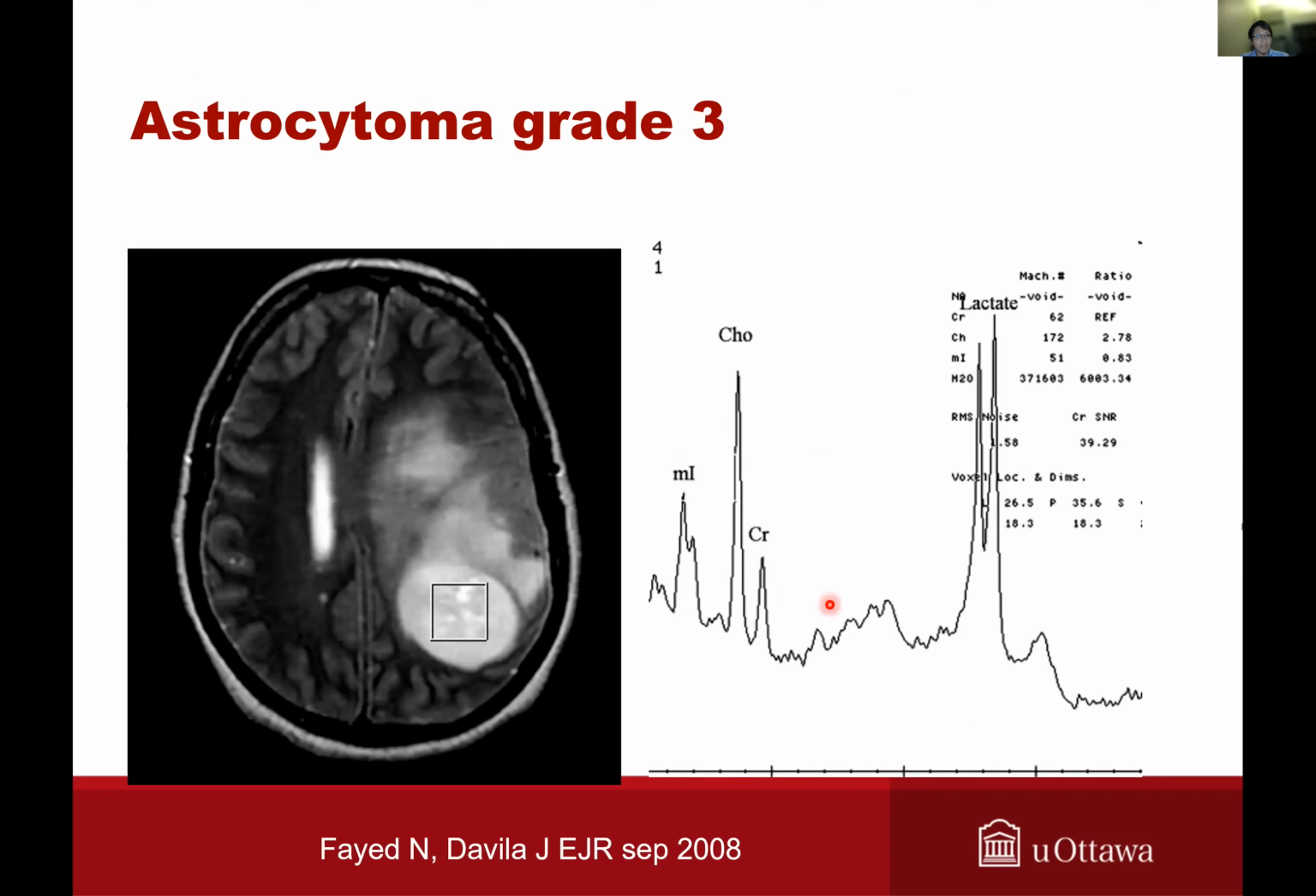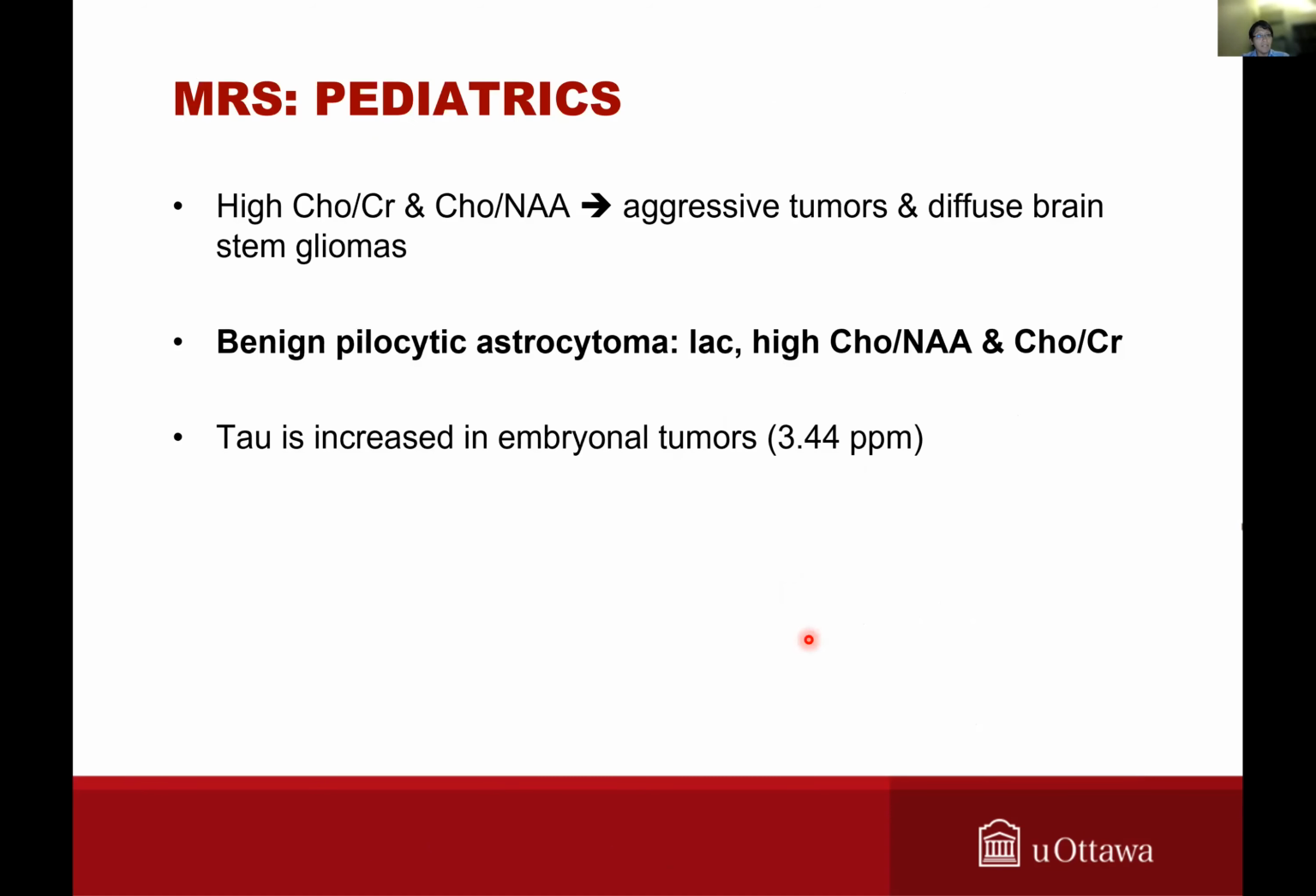NAA has disappeared. So this is the classic appearance of tumors in adults, but in pediatrics, you have to be careful because you can have tumors that have the same configuration with high choline, creatinine, and high choline/NAA, but also you're going to have benign tumors like benign pilocytic astrocytoma that can have the same characteristics with high peaks of lactate, high choline, and decreased NAA, and this can be confused with a high-grade tumor, especially because these tumors tend to have lots of enhancement as well, and that's another pitfall.